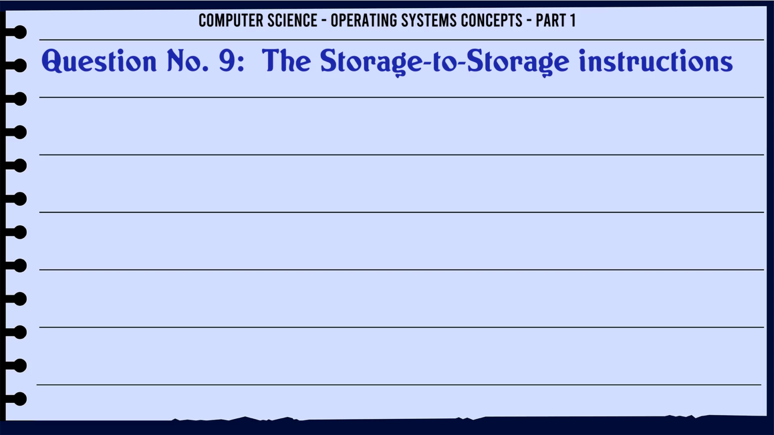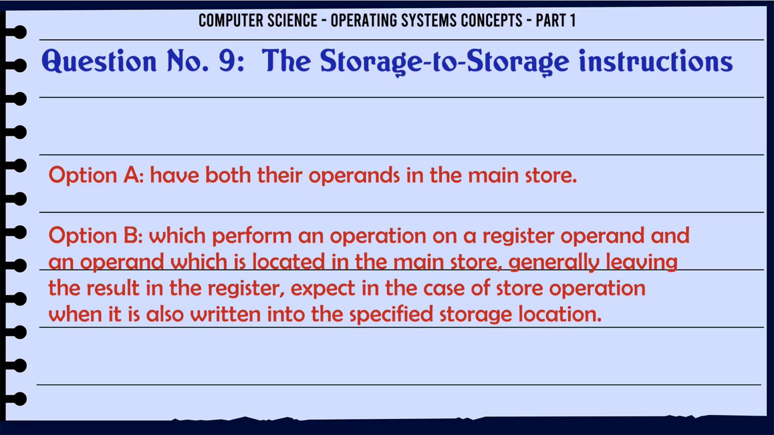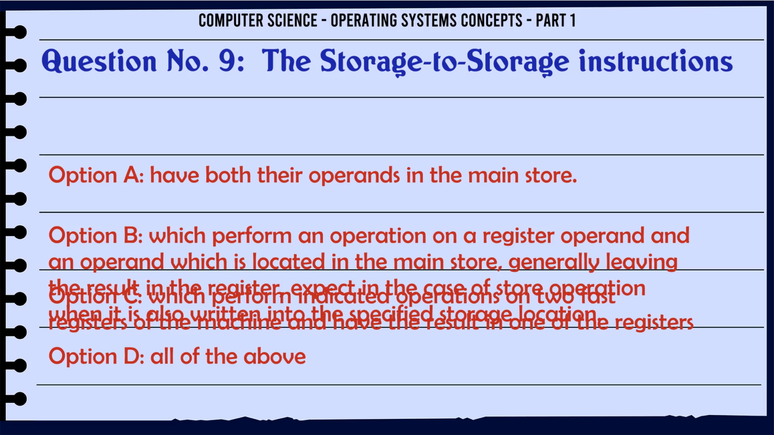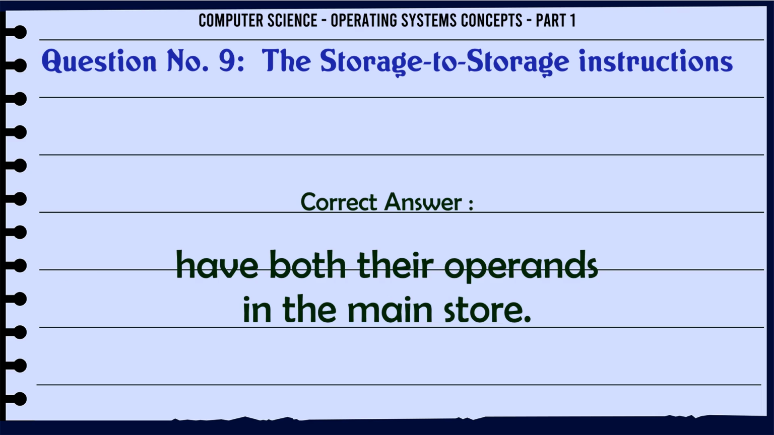The storage-to-storage instructions: A. Have both their operands in the main store. B. Which perform an operation on a register operand and an operand which is located in the main store, generally leaving the result in the register except in the case of store operation when it is also written into the specified storage location. C. Which perform indicated operations on two fast registers of the machine and have the result in one of the registers. D. All of the above. The correct answer is have both their operands in the main store.